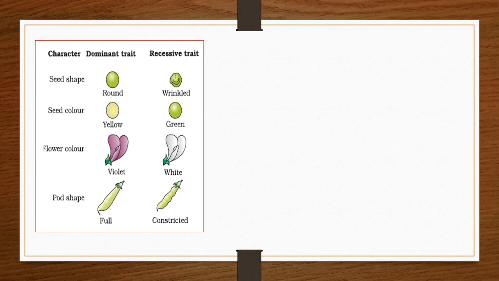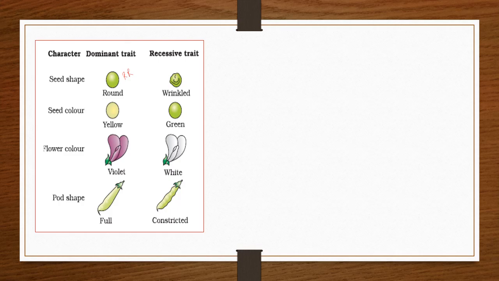Here is the diagrammatic representation of the seven pairs of contrasting characters studied by Mendel, with the dominant trait diagram as well as the recessive trait diagram. First, see the seed shape. The dominant character is round, represented with capital R, as we studied in the previous slide. Wrinkled is the recessive character, which means it is suppressed by the round dominant one.